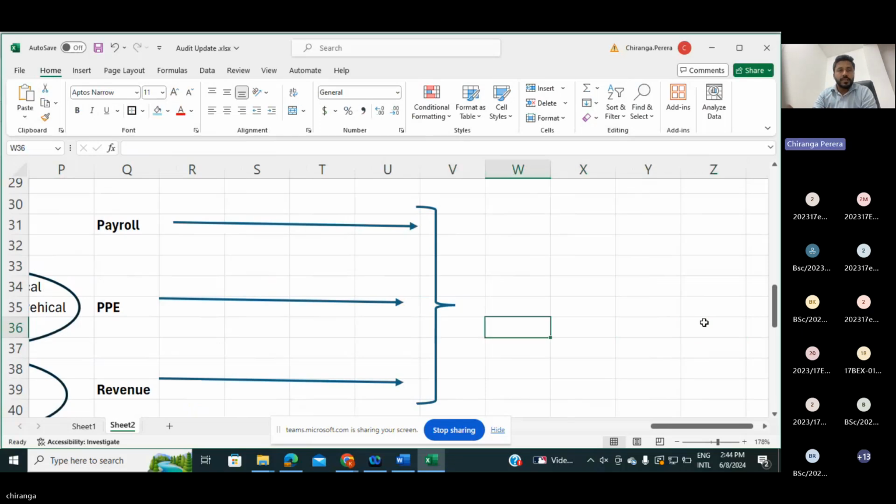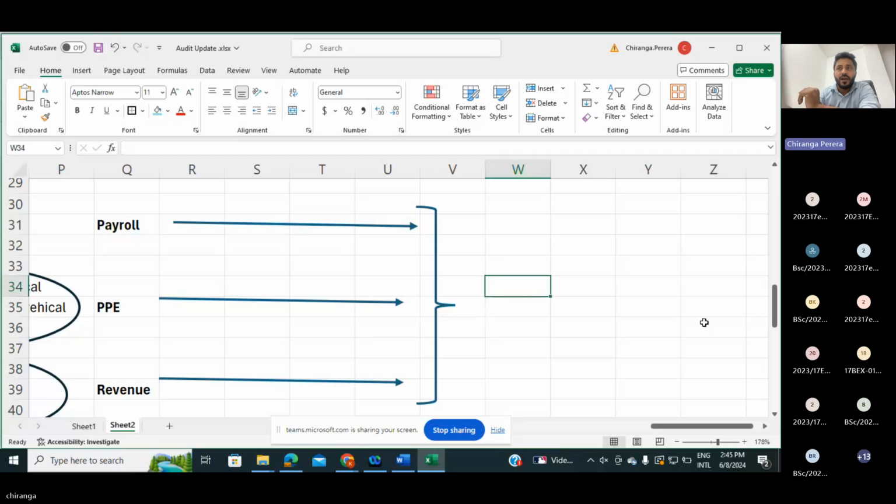Each and every Scot should be covered through a walkthrough test, right? So after completing walkthroughs, whatever Scots we identified, we are supposed to complete a walkthrough test. Walkthrough test means again the design and implementation effectiveness of related controls should be tested.